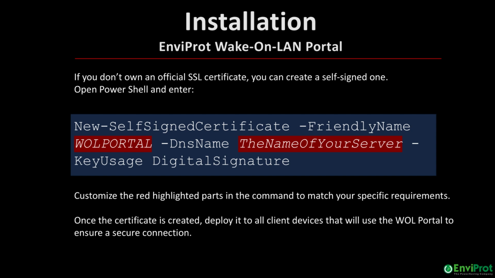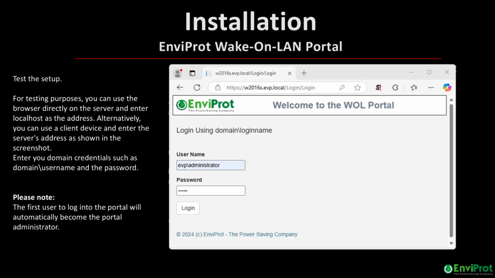If you don't own an official SSL certificate, you can create a self-signed one by entering the command provided in the description below. Once the certificate is created, deploy it to all client devices that will use the portal to ensure a secure connection. Test the setup. For testing purposes, you can use the browser directly on the server and enter localhost as the address. Alternatively, you can use a client device and enter the server's address as shown in the screenshot. Enter your domain credentials and press Login.